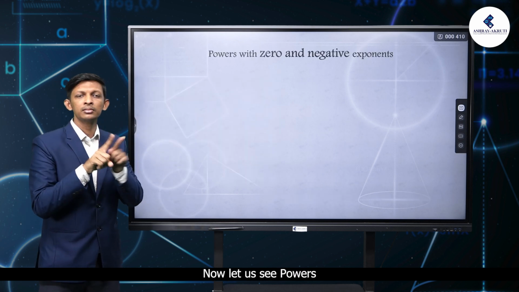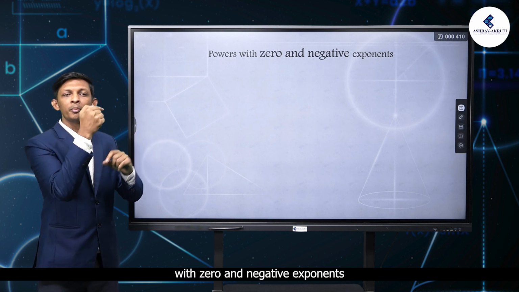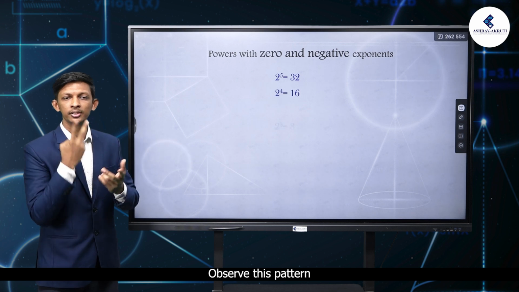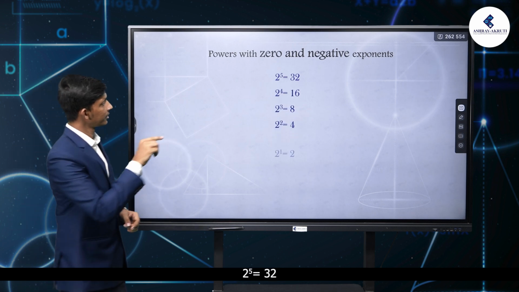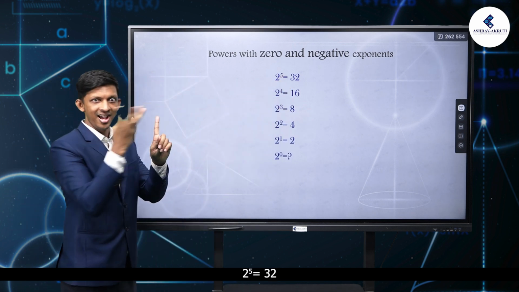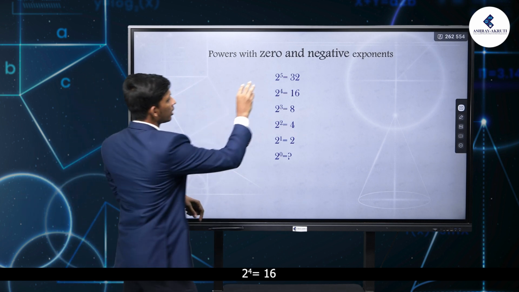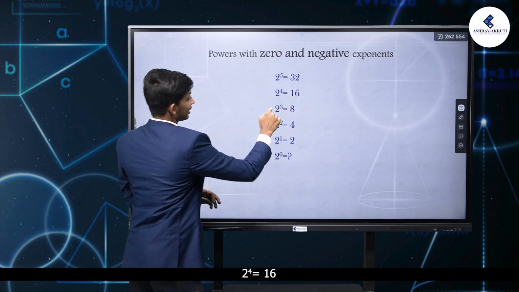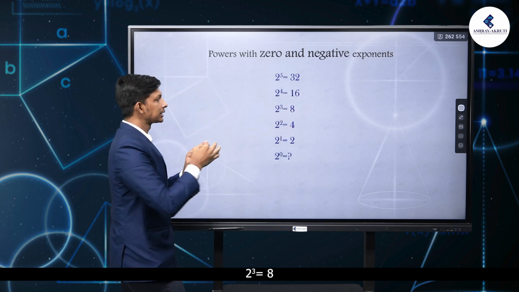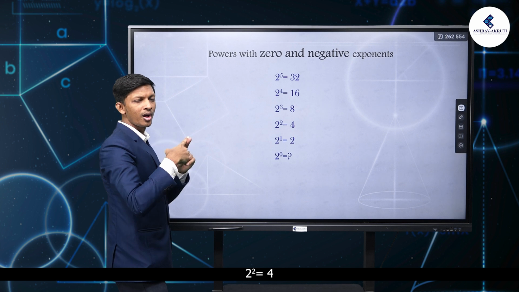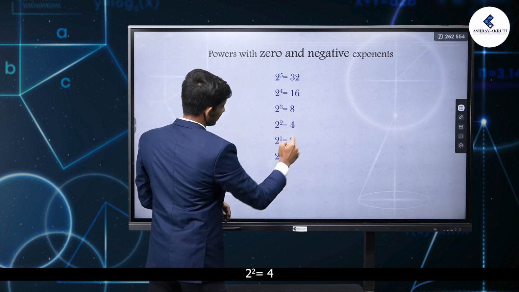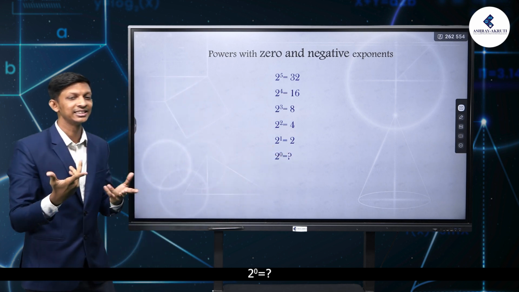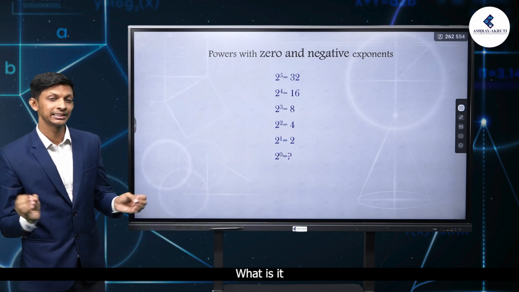Now, let us see powers with 0 and negative exponents. Observe this pattern. 2 to the power of 5 is equal to 32. 2 to the power of 4 is equal to 16. 2 to the power of 3 is equal to 8. 2 to the power of 2 is equal to 4. 2 to the power of 1 is equal to 2. And 2 to the power of 0, what is it?